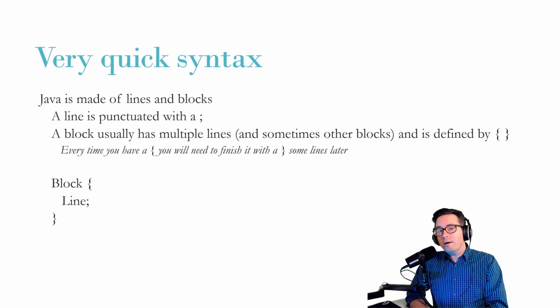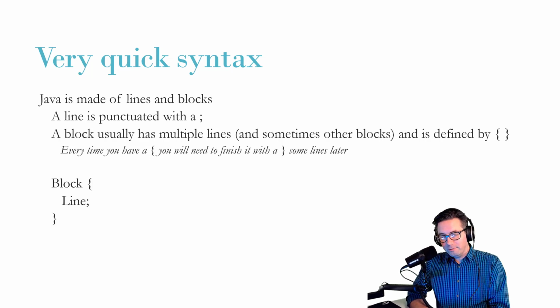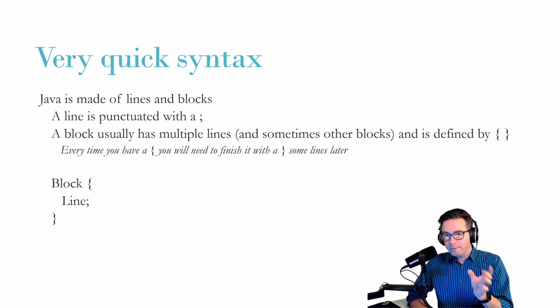Now, before we start programming our first program, which is the one that I gave you before, the thing that Java requires for syntax is something on each line. For each line, you either have a semicolon, an open brace, or a closed brace. So the thing is, Java is made up of blocks and lines. Lines are punctuated with semicolons. Blocks have those open braces and then closing braces.